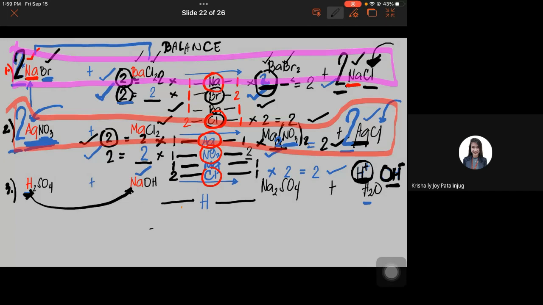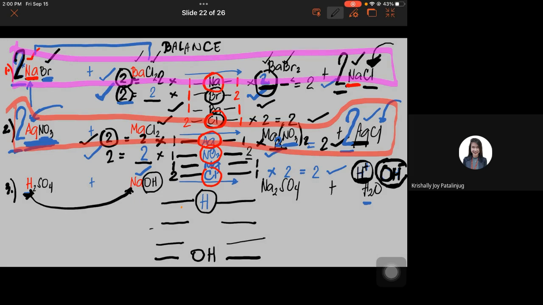at both sides, it contains hydrogen. Also, aside from hydrogen, it also contains hydroxide at both sides of the equation. On the reactant side, it has an OH. Also, on the product side, where is the OH? It is part of the compound water.